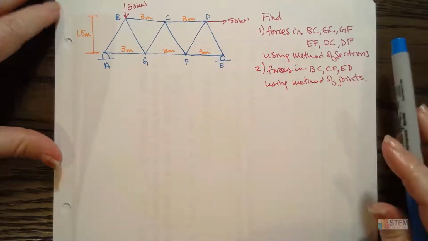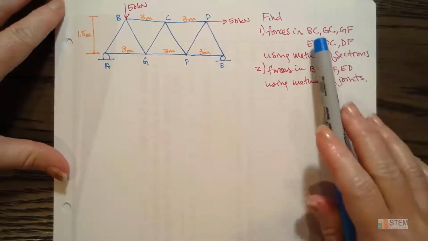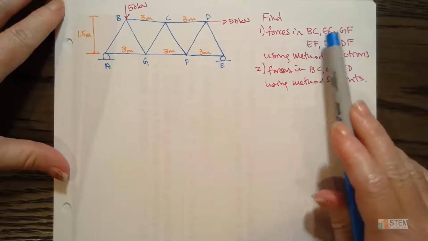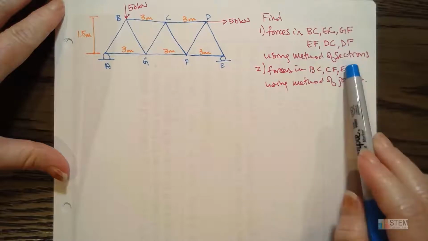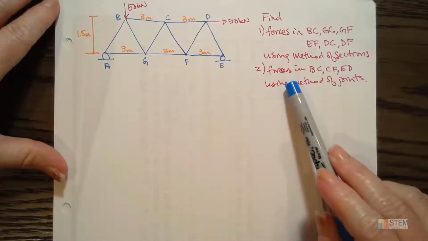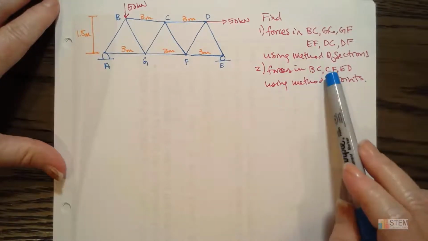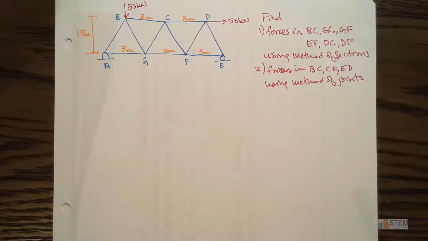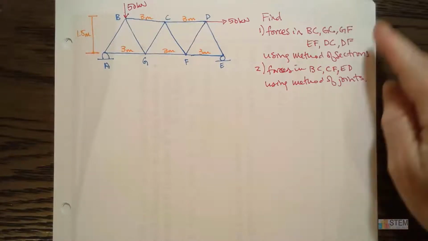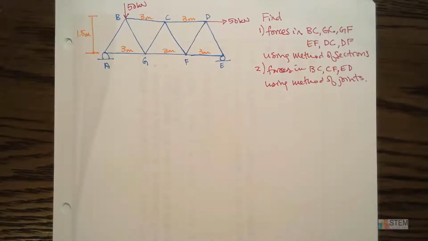And then the problem wanted to find the forces in BC, GC, GF, and then EF, DC, DF using method of sections. And then it also asked to find forces in BC, CF, and ED using method of joints. All right, so we'll look at both of those and go through how to solve both of these problems. Hopefully it won't take too long.